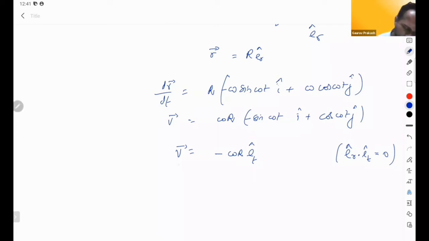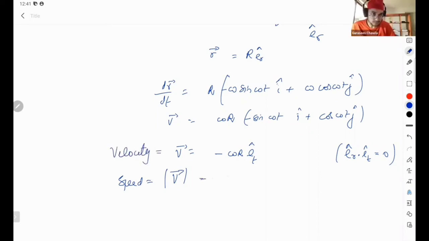Fine. So the magnitude of velocity is called speed. This is velocity, by the way. This is speed. Speed is omega r. Okay?